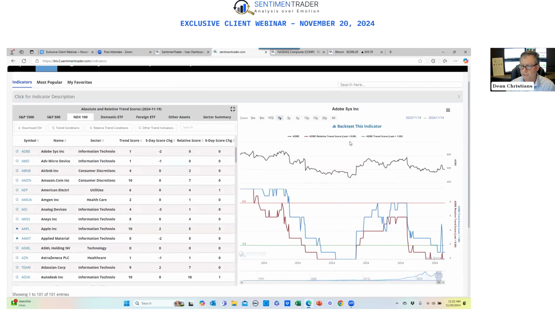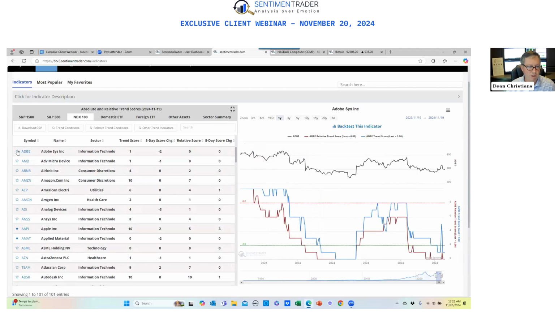So if we wanted to test Adobe's relative or trend score in the backtest engine, all you have to do is click this link, and then it'll load up Adobe and it defaults to the trend score, but it's very easy to add the relative trend score. So that's an easy way for you to navigate from the indicators page with these scores to the backtest engine.